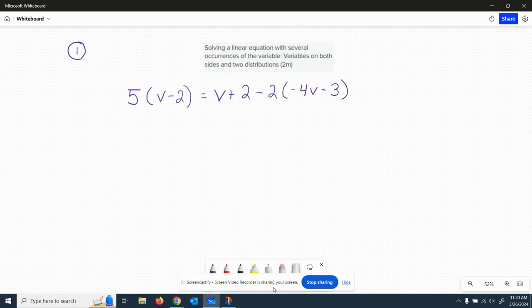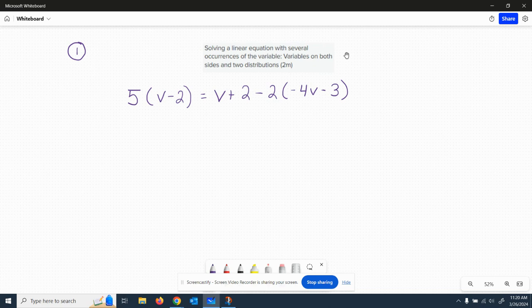All right, this is polynomials, I believe, part 4. This is the wording in Alex. We're going to be solving linear equations with several occurrences of the variable. And the variables are going to be on both sides. And we're going to have distributions. So there's a lot going on here. I won't assign a lot of these problems. I'd rather have quality over quantity. I just want you working through it and know exactly what you're doing.